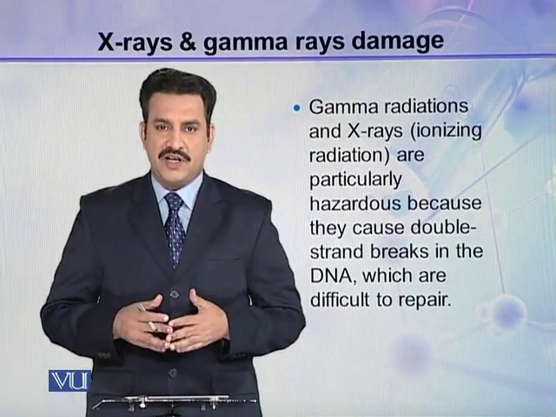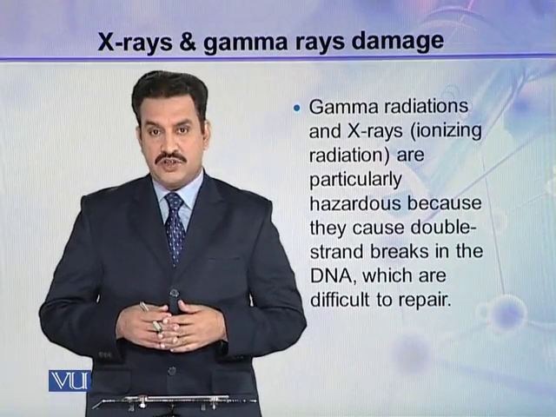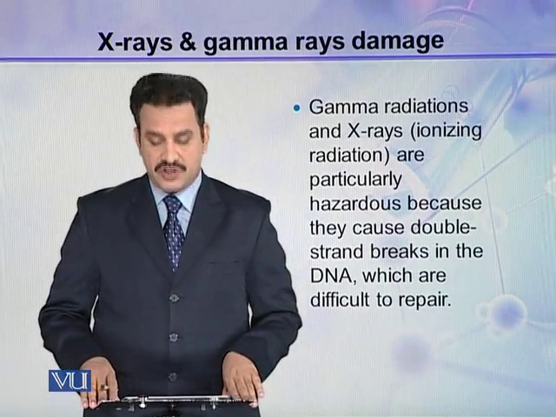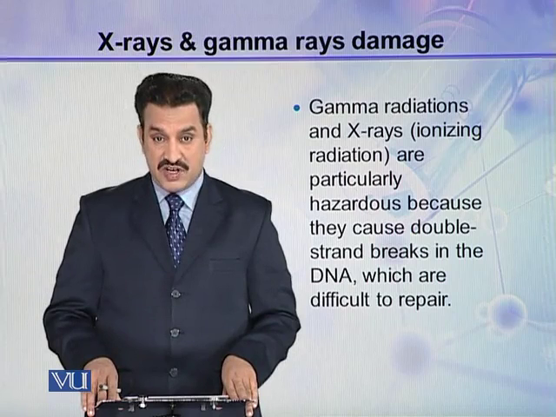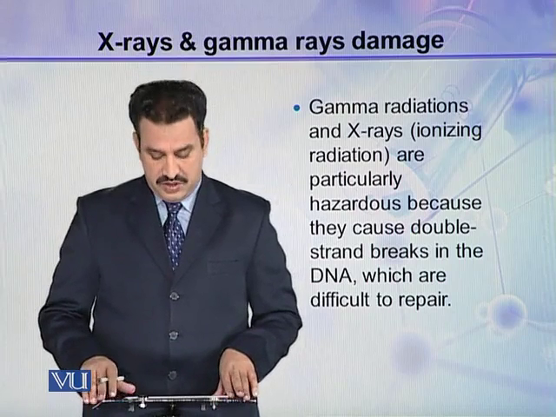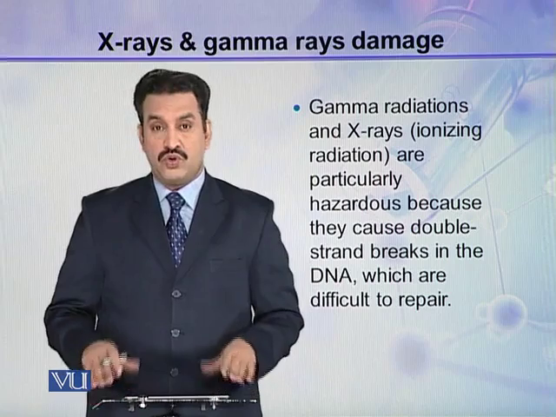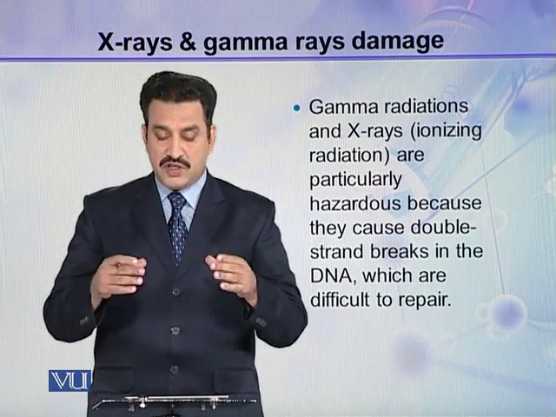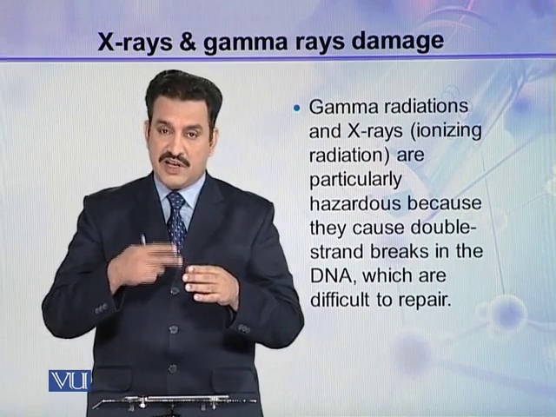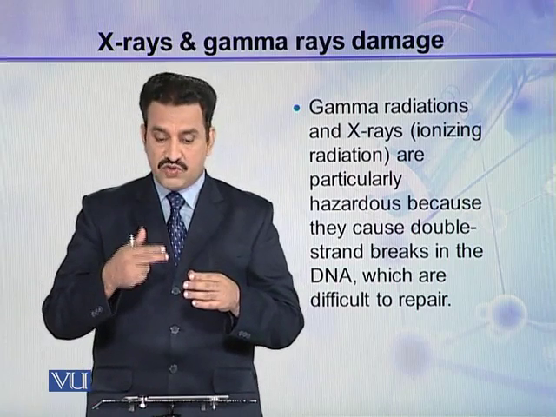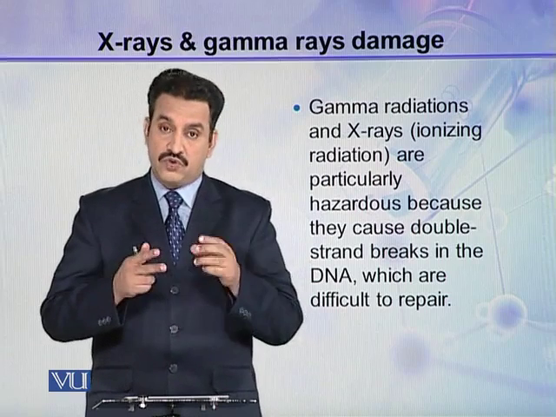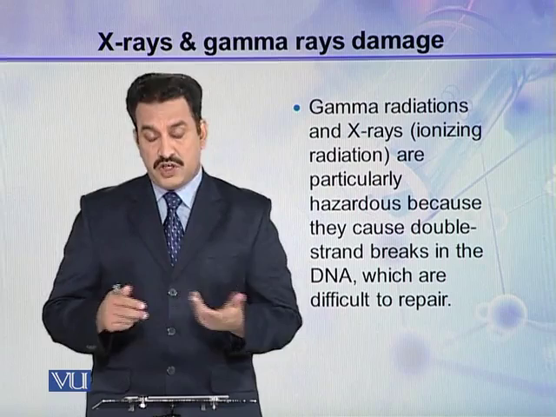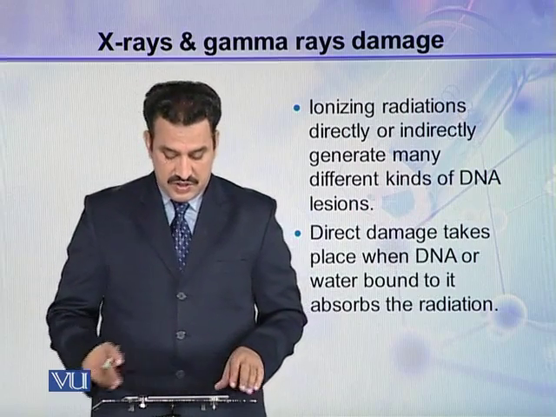Besides UV light, gamma radiations and X-rays, which are ionizing radiations, are particularly hazardous to the DNA because they cause double strand breaks in the DNA, which is difficult to repair. So in a DNA strand, two strands are helically coiled, and if one strand is broken, it is very easy to repair that strand. But if both the strands are broken, it becomes difficult to repair it.